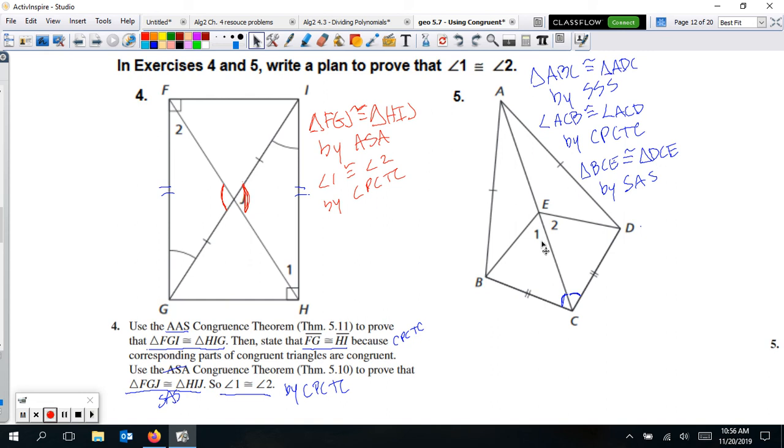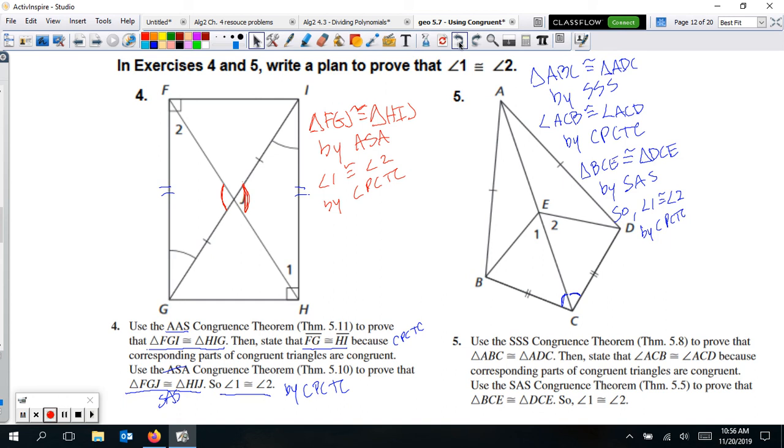And now we can say 1 is congruent to 2, and that's because of CPCTC. And here is what they said. So they pretty much did, I think, what I did here. They started with the SSS to show that those two big triangles were congruent, and then they stated that those two were congruent because of corresponding parts, and then they used SAS again. So they did it exactly the way I did it here. There was no other way to do this one. All right, let's move on to number 6.